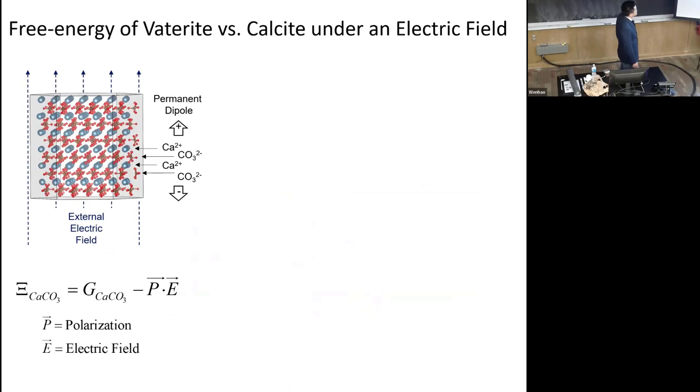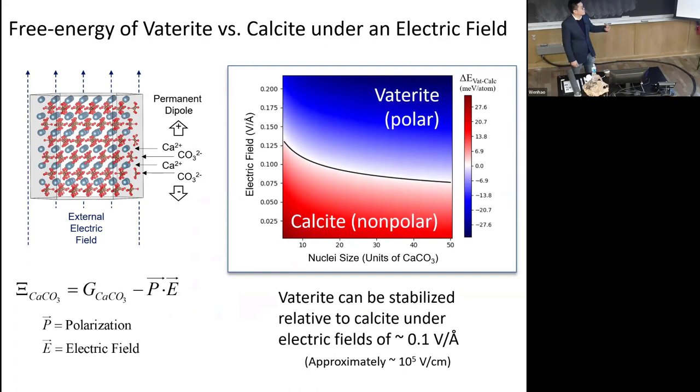And if you calculate this material, vaterite versus calcite, under an applied electric field, this is, again, a Legendre transformation, G minus PE, under a new form of thermodynamic work, you can make a phase diagram where vaterite is stabilized under applied electric fields, under 0.1 volts per angstrom.